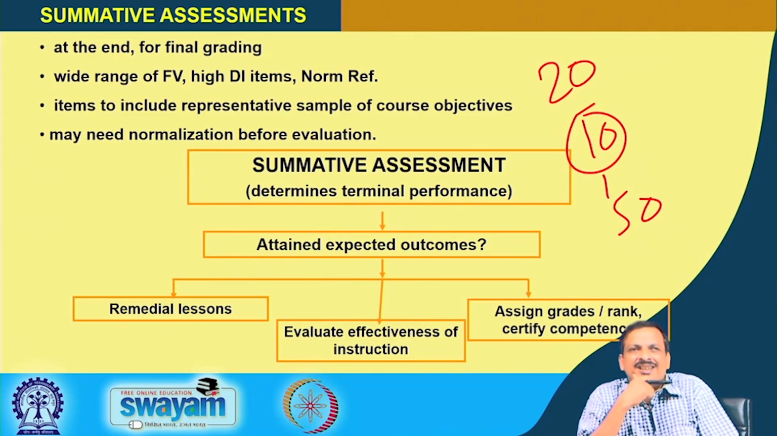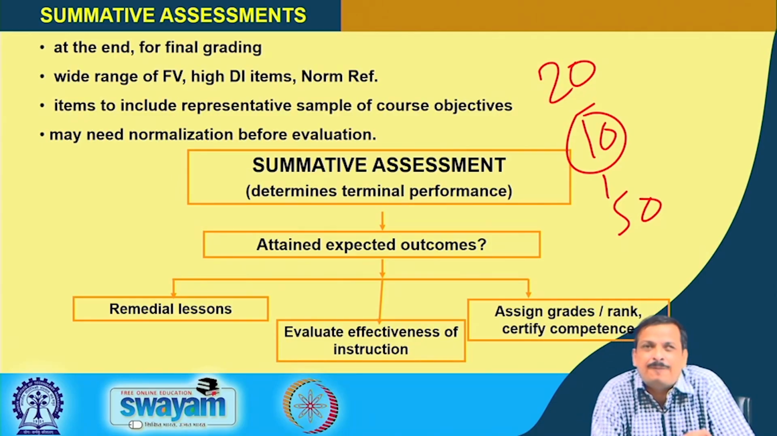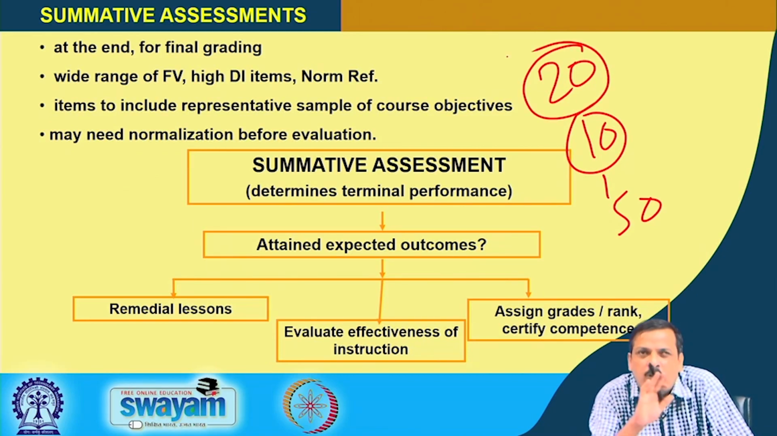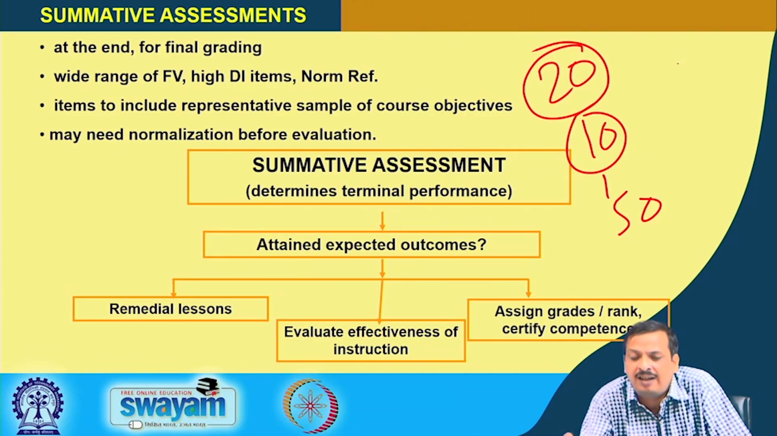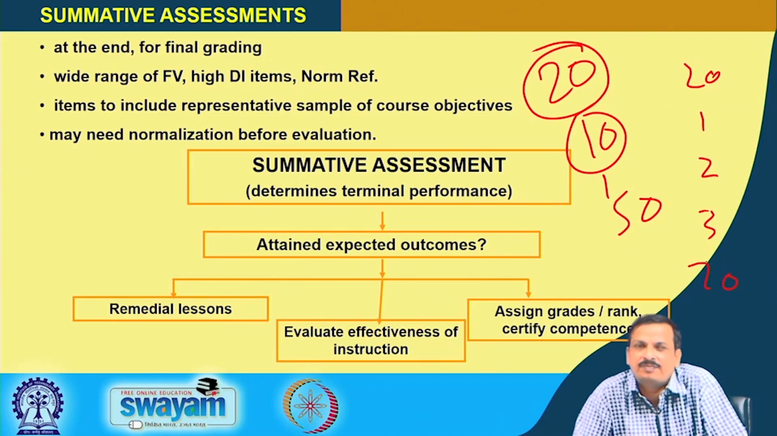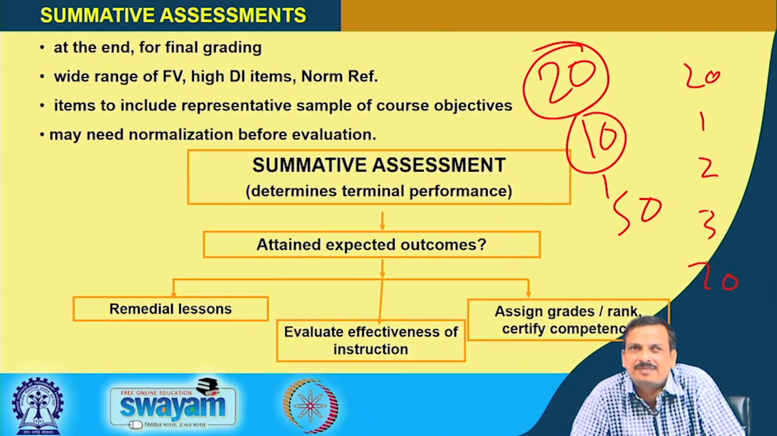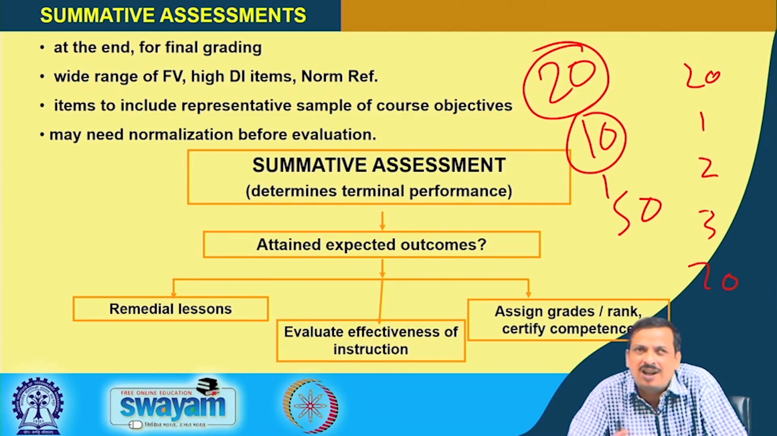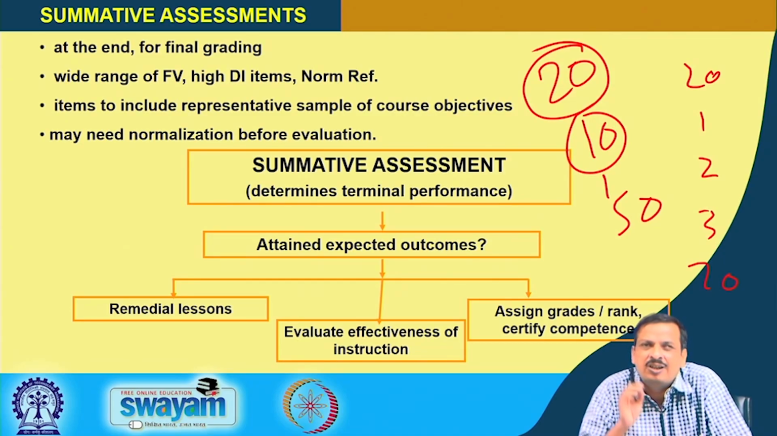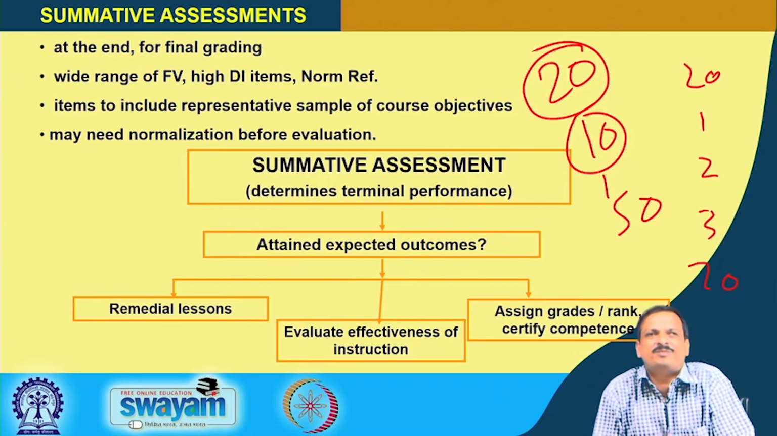But let us say I design a question paper such that, if it is a 20 marks test with no fractional marking, at best I can rank 20 students, 1, 2, 3, 4, up to 20 students. Once I go beyond 20, there is a possibility that the same marks will be obtained by many students.